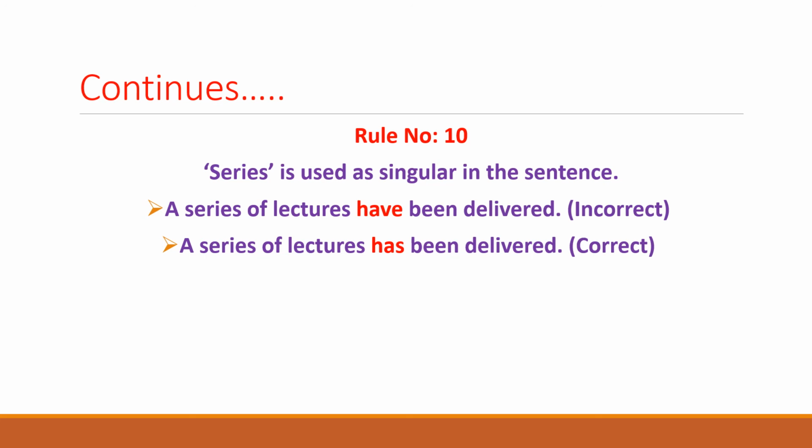For example, "A series of lectures have been delivered." If a series is singular, then using "have" with it is the incorrect expression. Why? Because a series is dealt with as a singular noun, so using "have" with it is grammatically incorrect. The correct sentence in English would be "A series of lectures has been delivered." This is the correct expression that can be used for the word series.